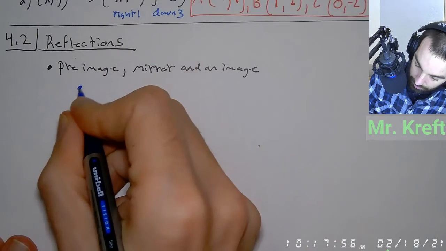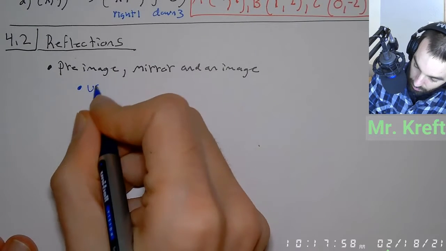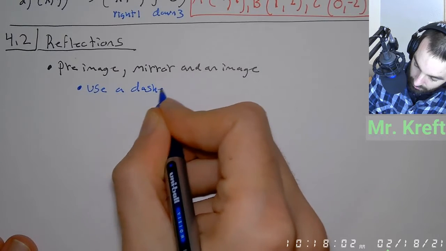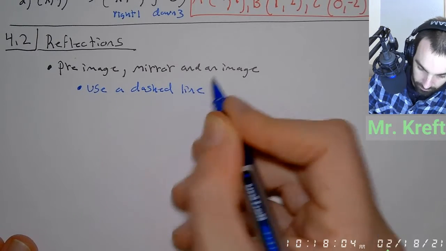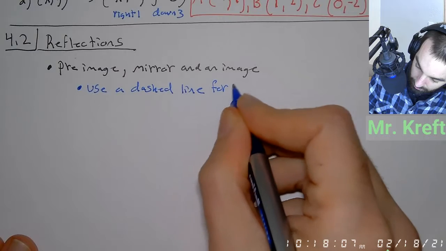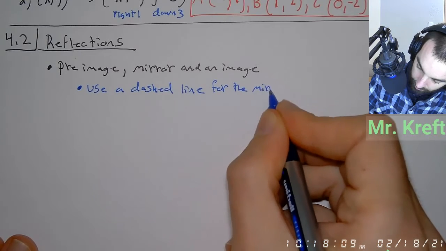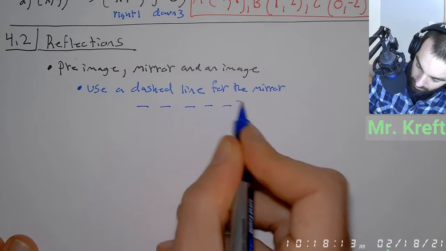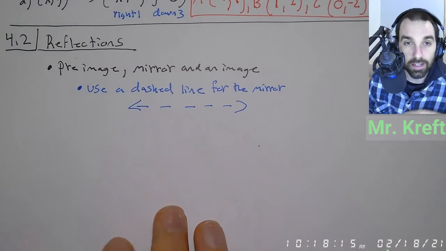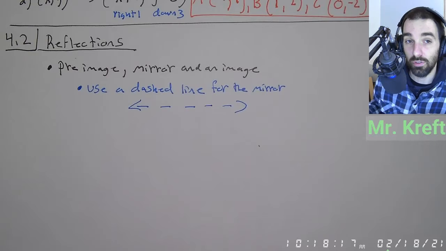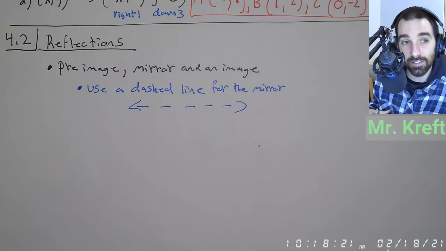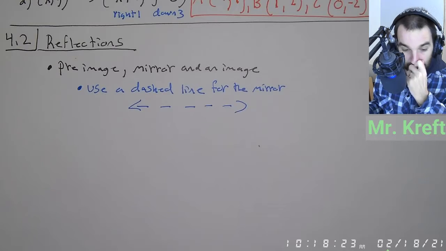Okay. An important note here, for the mirror, we're going to use a dashed line for the mirror. Okay, and that means like this. Okay, so that way, especially if you're just writing with a pencil or one colored pen, you know the difference between an axis and the mirror. Okay.